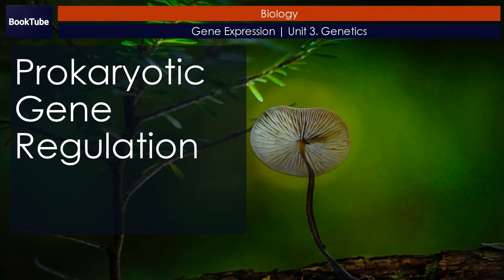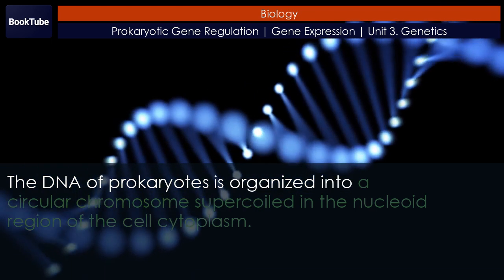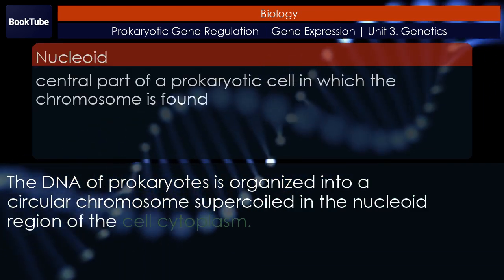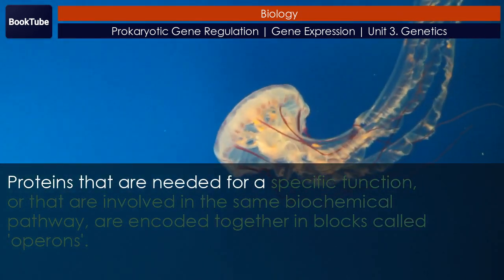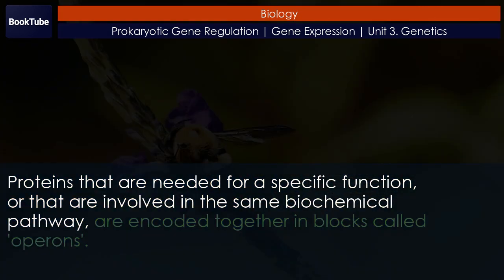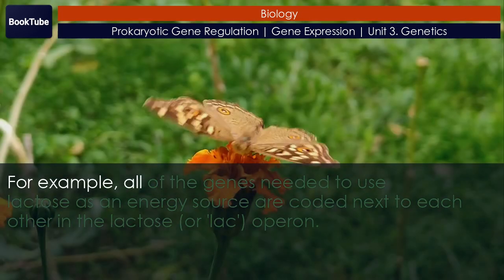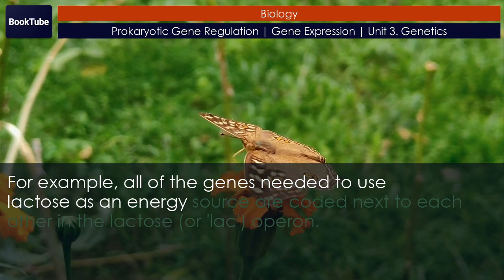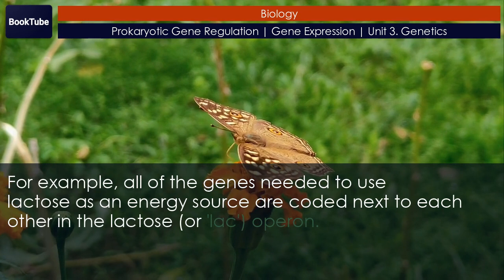Prokaryotic gene regulation. The DNA of prokaryotes is organized into a circular chromosome supercoiled in the nucleoid region of the cell cytoplasm. Proteins that are needed for a specific function, or that are involved in the same biochemical pathway, are encoded together in blocks called operons. For example, all of the genes needed to use lactose as an energy source are coded next to each other in the lactose, or lac, operon.